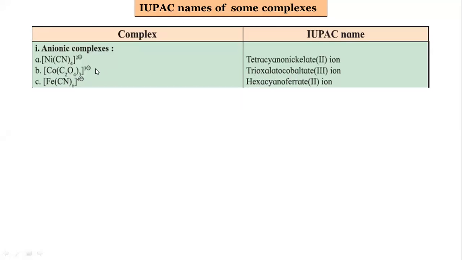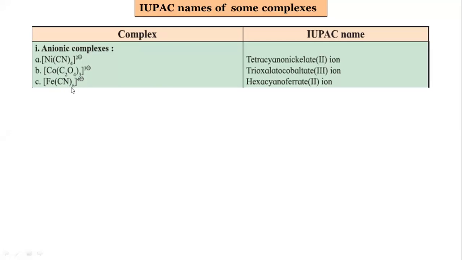See clearly, it is cobaltate. Why is it cobaltate? Because the complex is anionic. When the negatively charged complex is there, the name will be cobaltate. And in the square bracket, the Roman III indicates the oxidation state of the metal. And don't forget to write the word ion. So I think these names are clear. Again, I am coming to the next one. We have to identify the ligand is neutral. Sorry, the ligand is negative. The complex is an anionic complex.